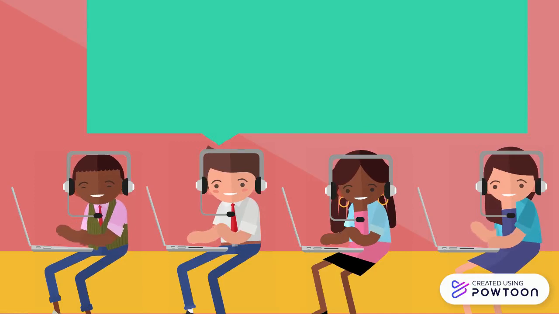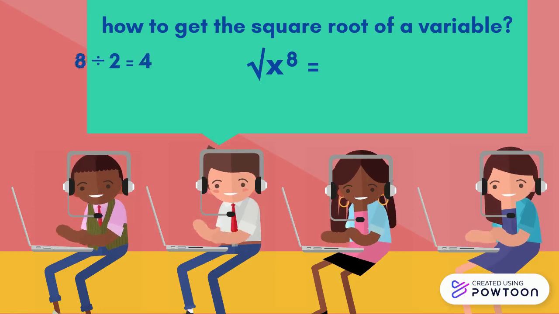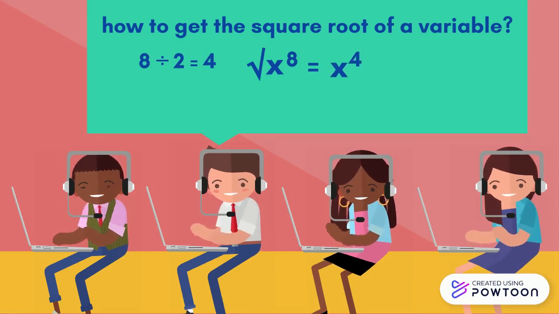Now, let us learn how to get the square root of a variable. For example, what is the square root of x raised to 8? When we are getting the square root of a variable, we usually divide the exponent by 2. So, 8 divided by 2 is 4. So, the square root of x raised to 8 is x raised to 4.